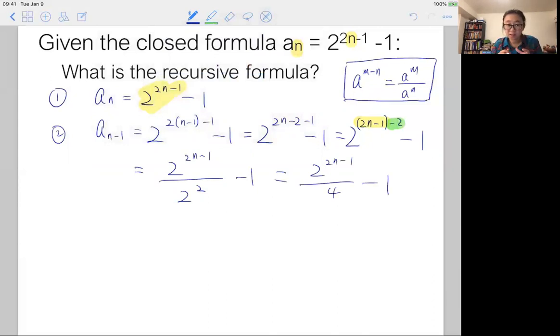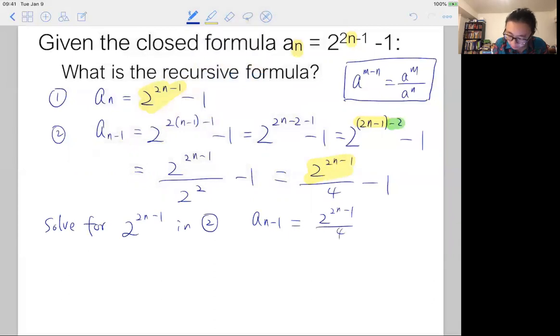So what I just got is that I now have expressed a_(n-1) in terms of a formula involving the same term, 2 to the power of 2n minus 1, that shows up in a_n. So what can we do? Now we solve for this variable, treating this as a unit inside the equation. So what do I have? I have a_(n-1) equal to 2 to the power of 2n minus 1 over 4, minus 1. The first step I do, I add plus 1 on both sides. So again, this is algebra.